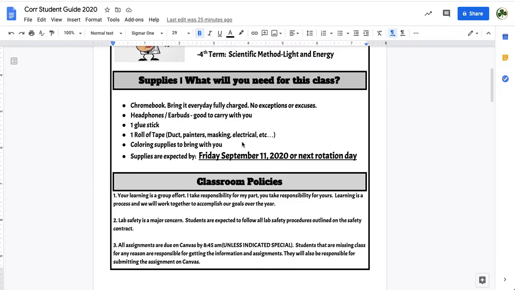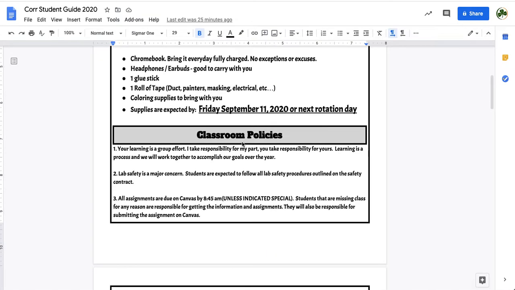And all the supplies that we outlined should be ready by this Friday, September 11th, or your next rotation day, which could be either Monday or this Friday. So keep that in mind.